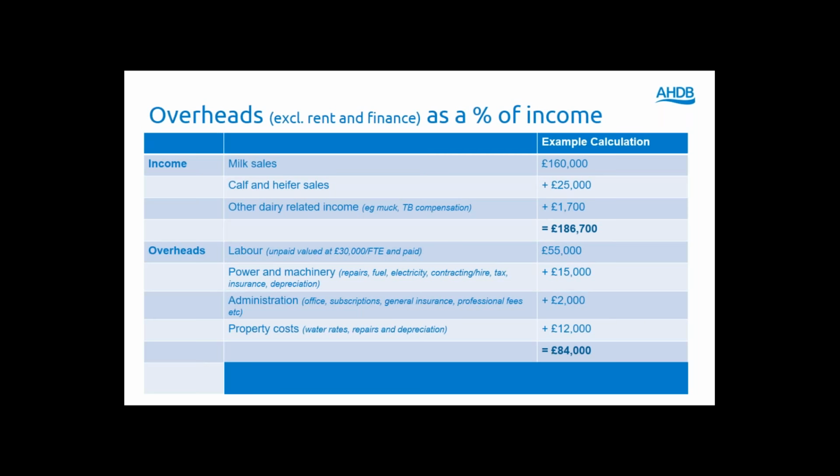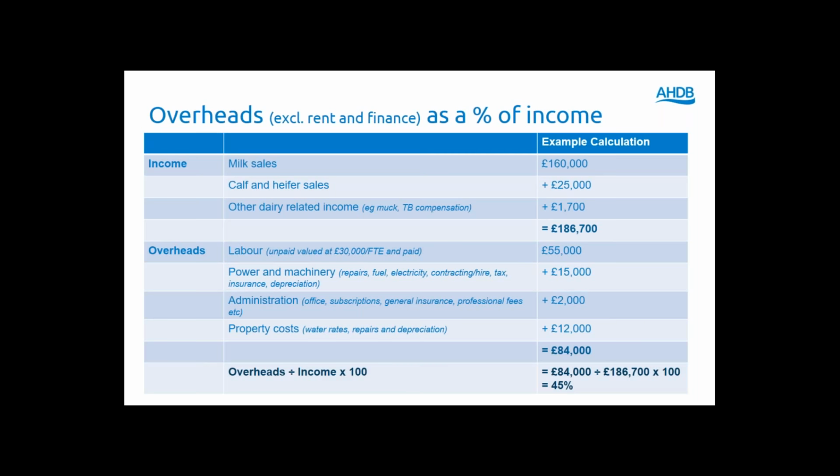So this is the income and overheads then, and simply what you do, divide that overheads by the income and then times by 100 to make it a percentage figure.